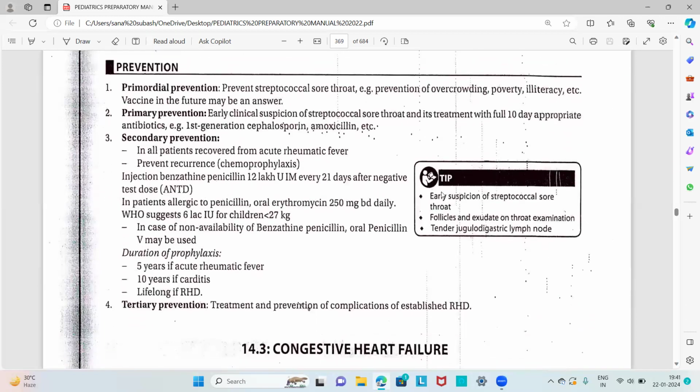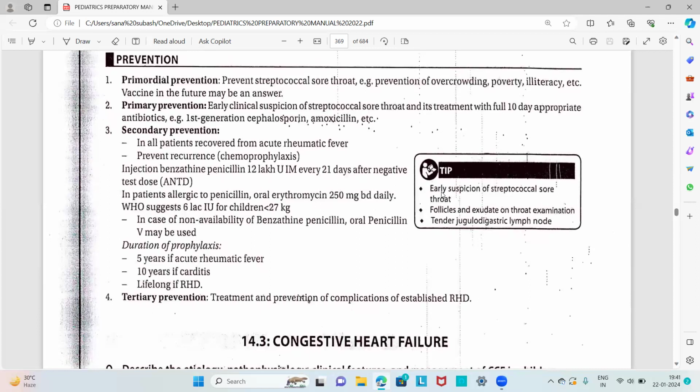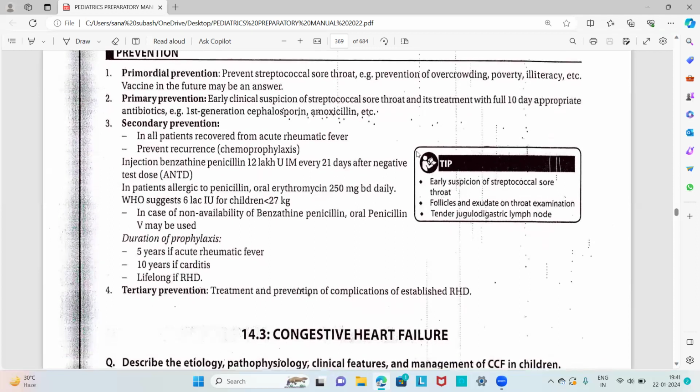Then about prevention, we have primary prevention, secondary prevention, and tertiary prevention. For the primary prevention, prevent streptococcal sore throat. For example, risk factors are prevented by the prevention of overcrowding, poverty, illiteracy, and a vaccine in the future, which may be an answer. Then primary prevention also includes early clinical suspicion of streptococcal sore throat and its treatment with the full 10-day appropriate antibiotics, for example, first generation cephalosporin, amoxicillin, etc. Theoretically this is possible, but practically it is very difficult.